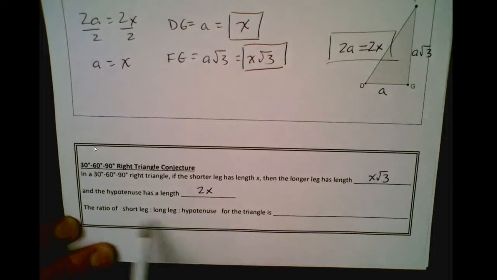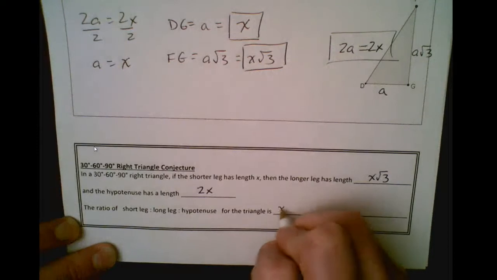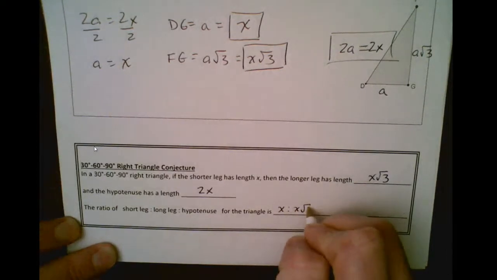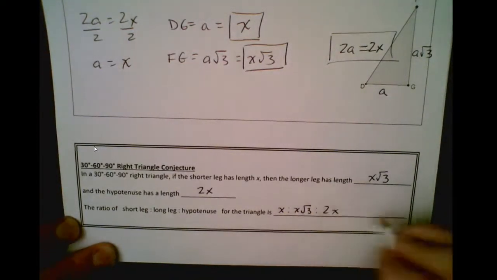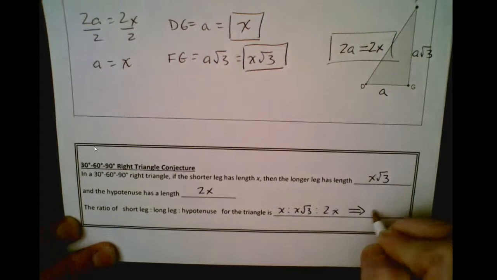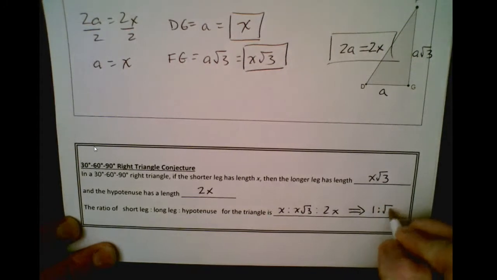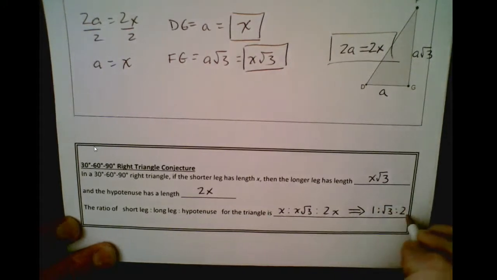So the ratio of the short leg to the long leg to the hypotenuse for the triangle is x to x root 3 to 2x, and then if we simplify this, it just becomes 1 to root 3 to 2.